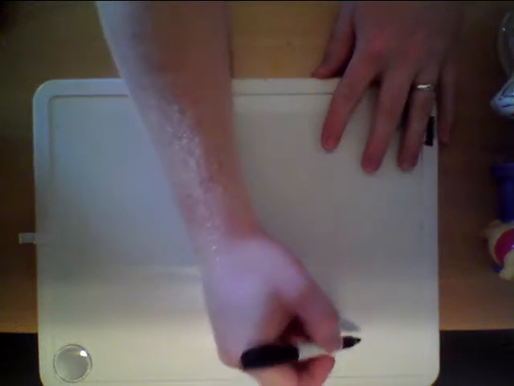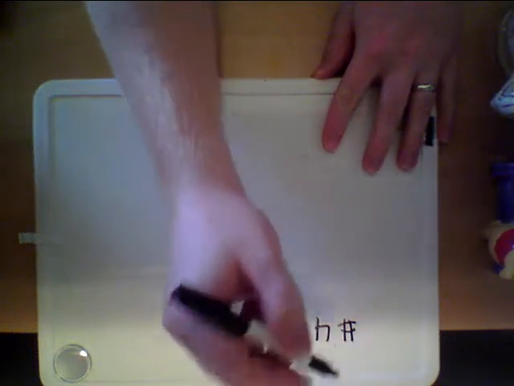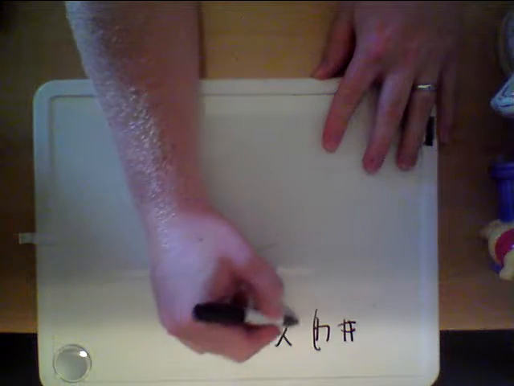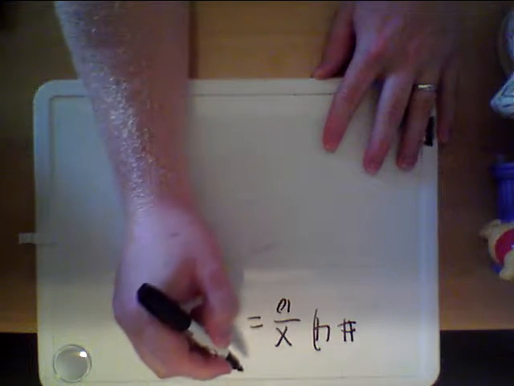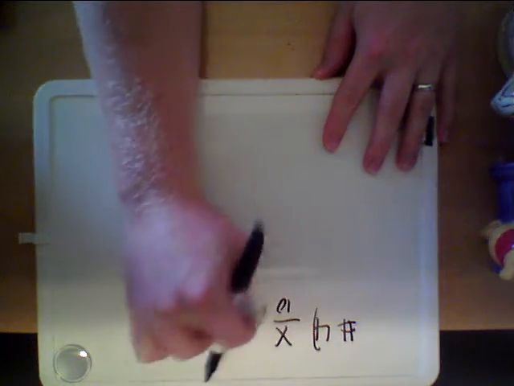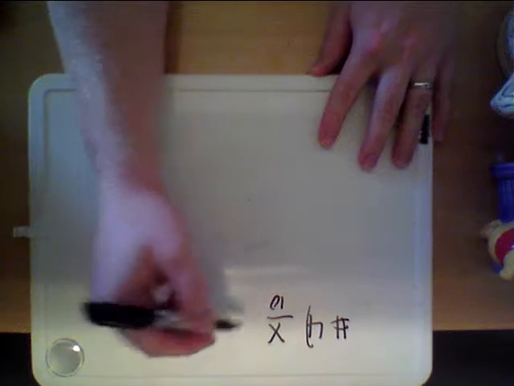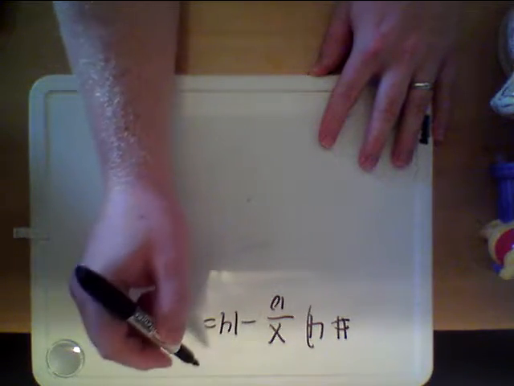Number 4. We have x over 10 minus 14 equals negative 12.